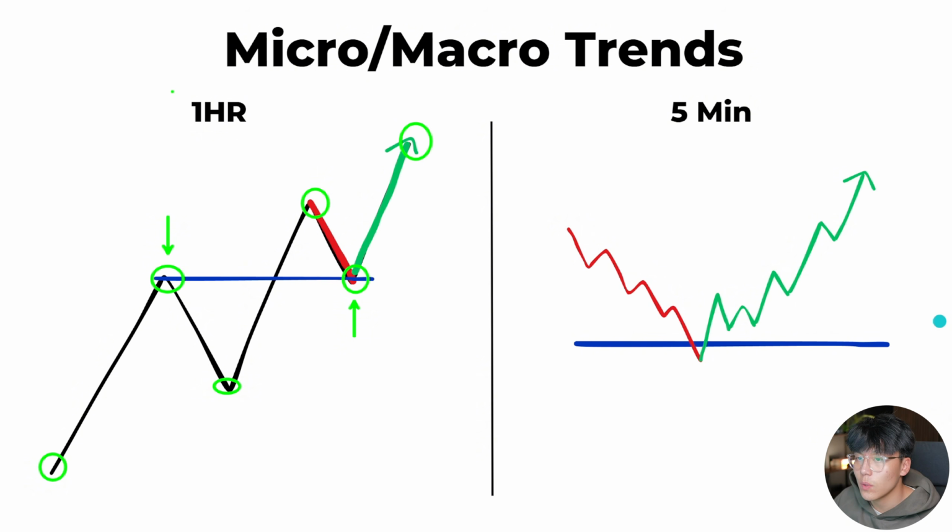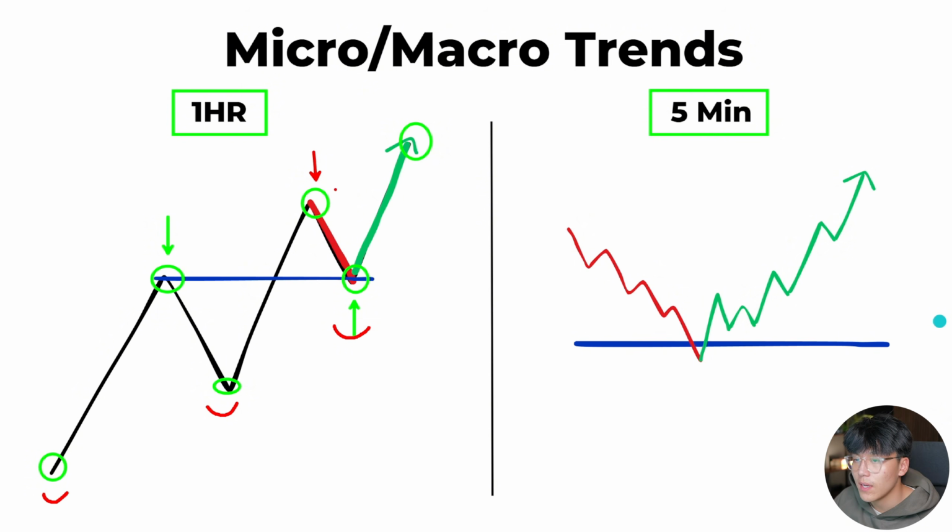So you can see in this case, what we have is a 1 hour chart. And on the right hand side, what we have is a 5-minute chart. So you can see I have this color coded here in red. This is the mini downtrend. So you can see in this case, what we have is a macro uptrend where we're creating higher highs, higher lows. We're continuing towards the upside.